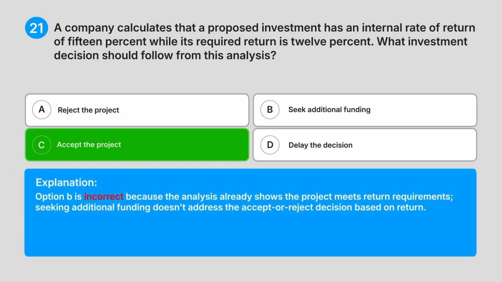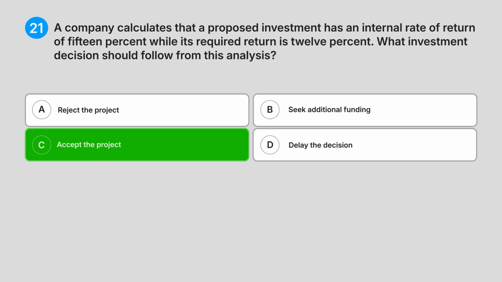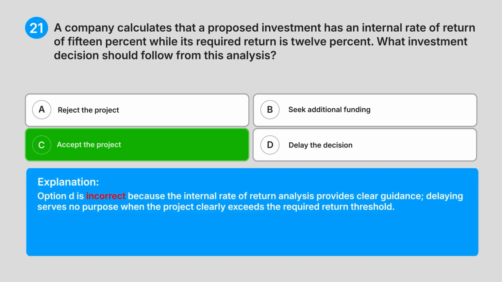Option B is incorrect because the analysis already shows the project meets return requirements. Seeking additional funding doesn't address the accept or reject decision based on return. Option D is incorrect because the internal rate of return analysis provides clear guidance. Delaying serves no purpose when the project clearly exceeds the required return threshold.